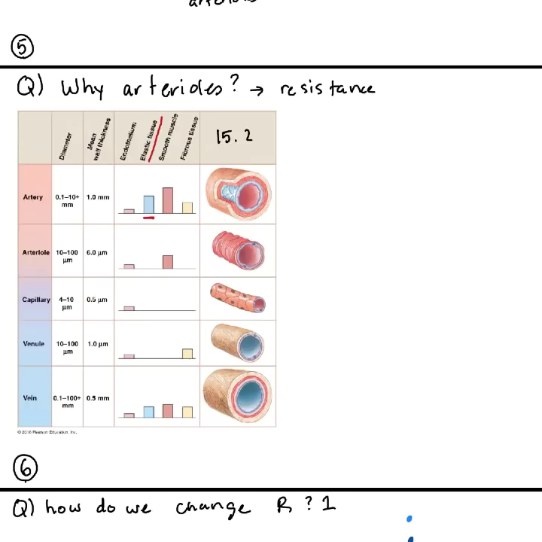If we look at our veins, they have much less of that elastic tissue. They have some, but they don't necessarily have enough to allow them to push back on the vessel.